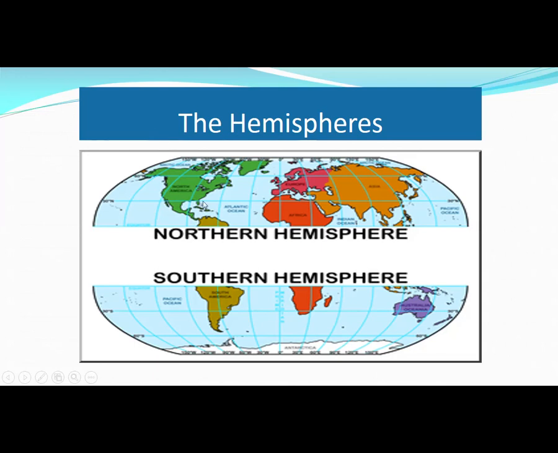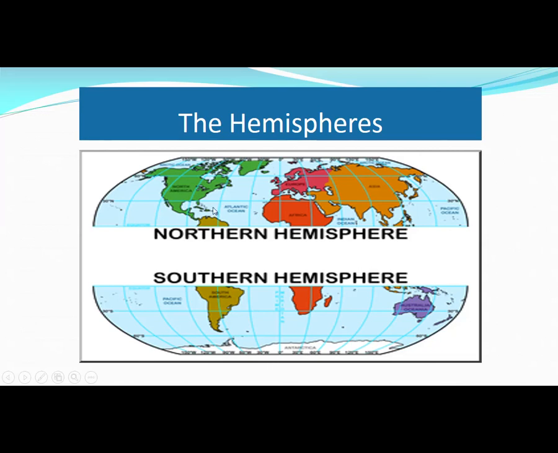Now here you can see the whole world. These two halves are called hemispheres. Hemi means half and sphere means the circle or circular thing. The upper part and the lower part: the northern hemisphere and the southern hemisphere. You can see how many continents and countries are lying in the northern hemisphere and what is lying in the southern hemisphere.